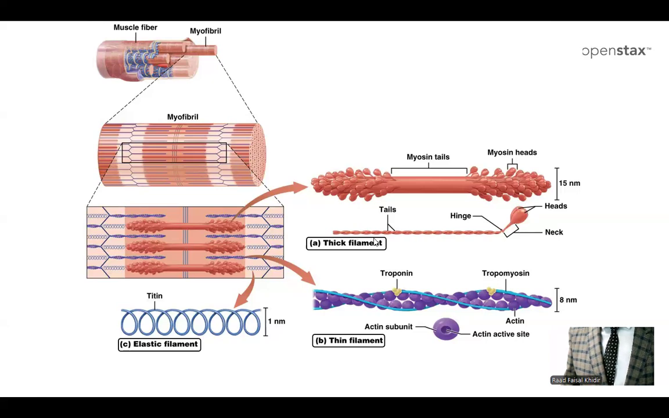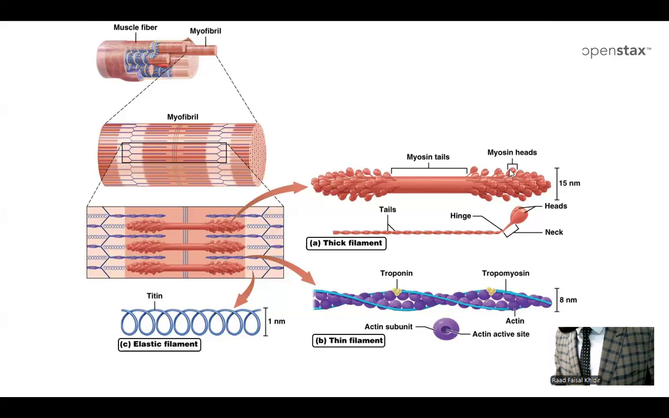What are our thick filaments made up of? Two golf heads and two braided, intertwined tails. So that is your thick filament. On the exam, our question is going to be: is your thick filament made up of actin or myosin?